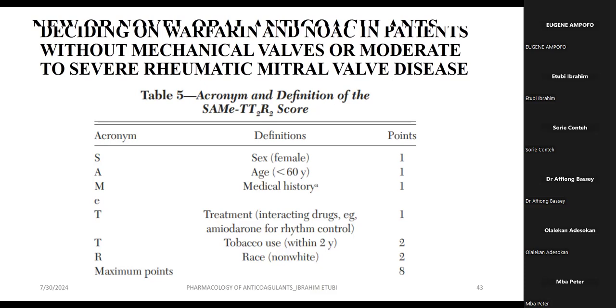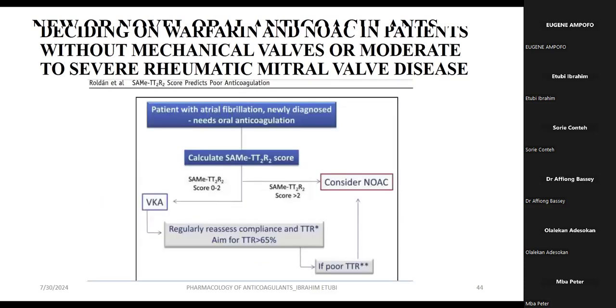If the patient is on some medications like amiodarone, you give a score of 1. History of tobacco use, score of 2. And then the race, if it's not Caucasian, you give 2. So based on the score, if the patient has a score of 0 to 2, you can place the patient on the VKA. And then you have to look at the time in therapeutic range. So your aim is to have a time in therapeutic range of more than 65. However, if your time in therapeutic range is less than that, you want to consider use of NOACs. And then if the score is above 2 as well.